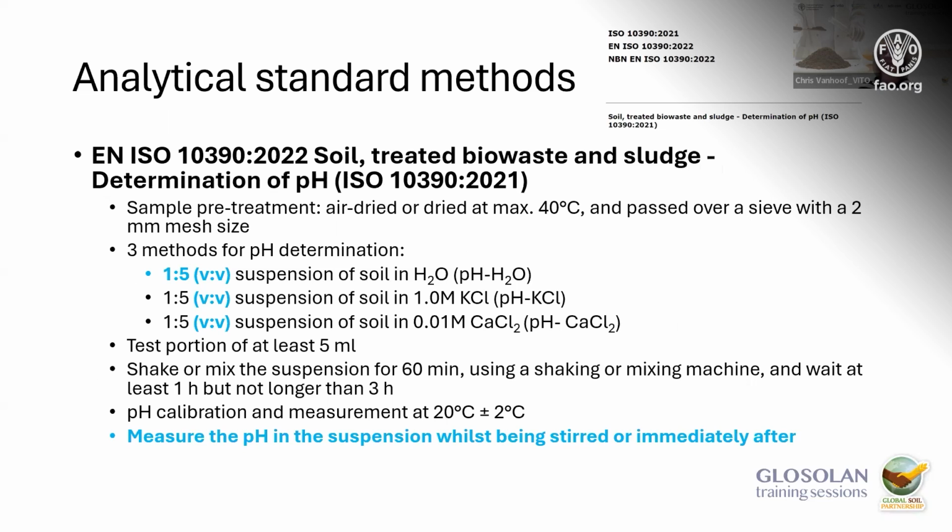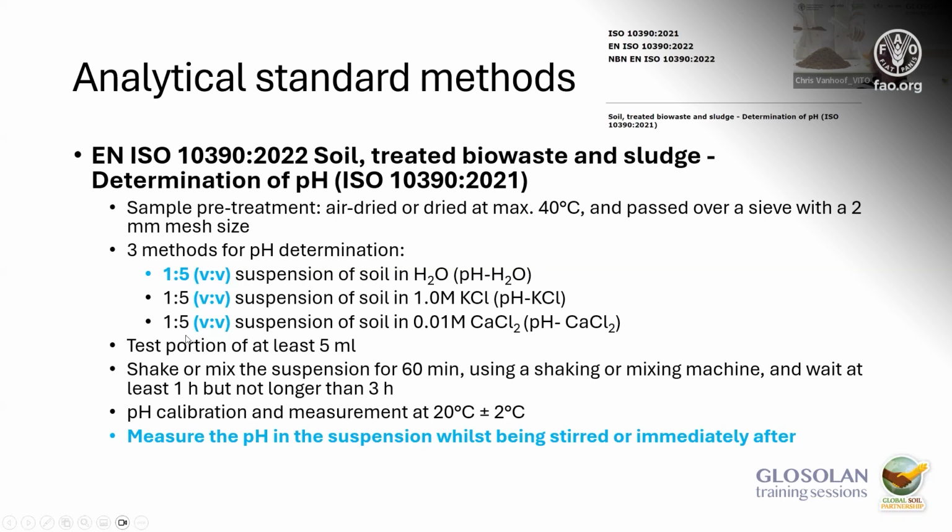Let's have a closer look at the different methods. First of all, the European ISO method 10390. Also here, the sample pre-treatment is air drying and sieving over a sieve with a 2 millimeter mesh size. Then we have three methods described for the pH determination: first of all water, then potassium chloride, and then calcium chloride. In blue, I already marked the differences between these methods. Here you have a 1:5 dilution. You will see later on that it differs, and we always work with the volume to volume ratio. Later on in the other methods, often a mass to volume ratio is applied. This gives another dilution factor in the determination of the pH.